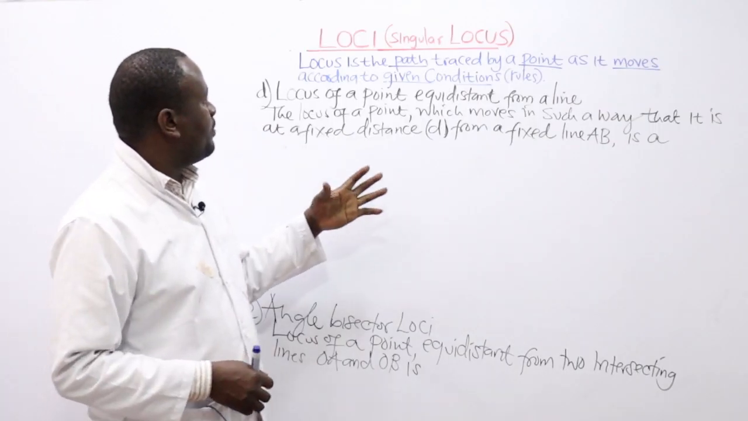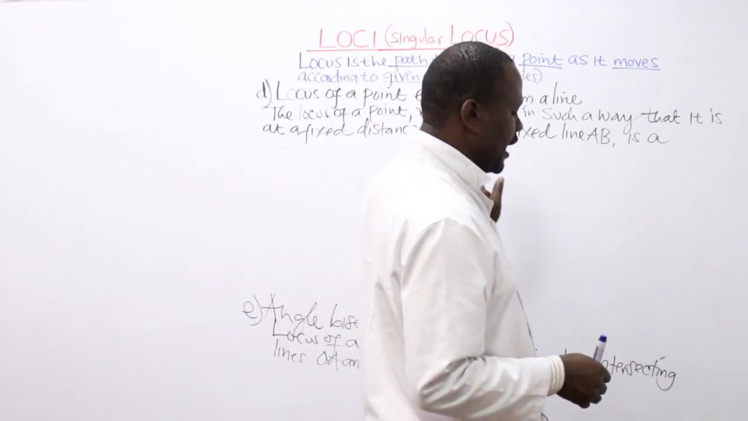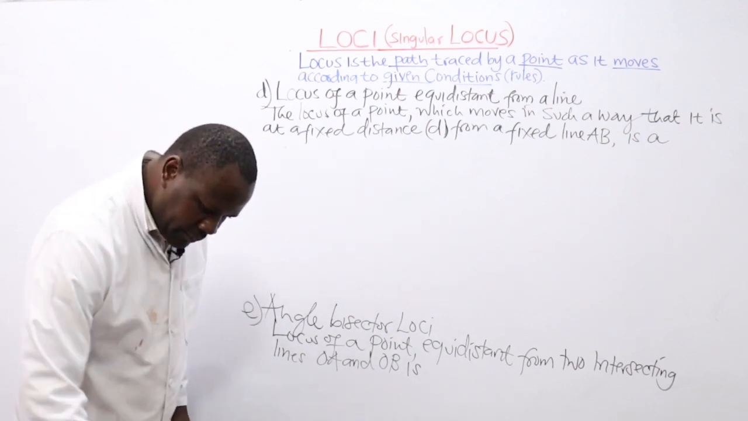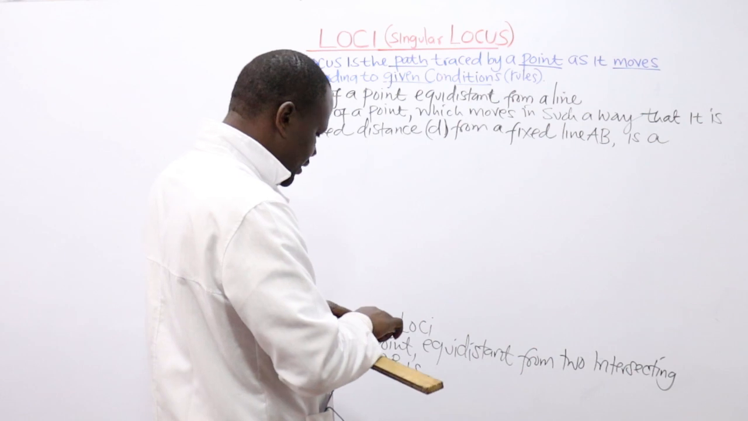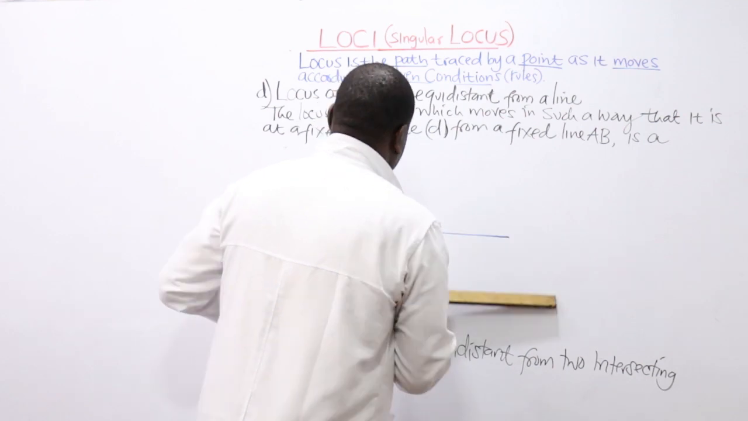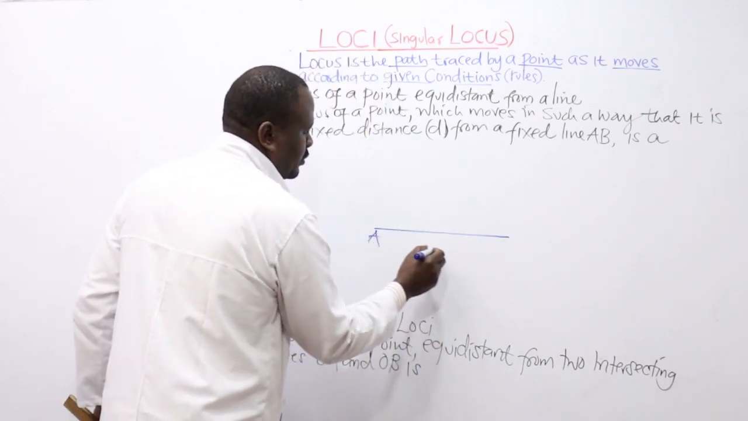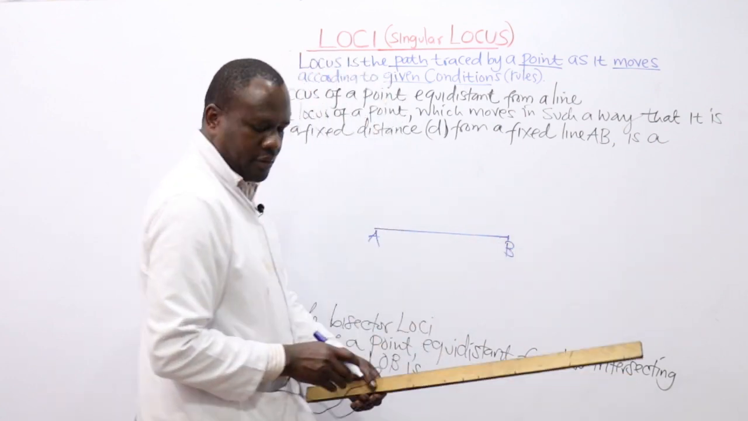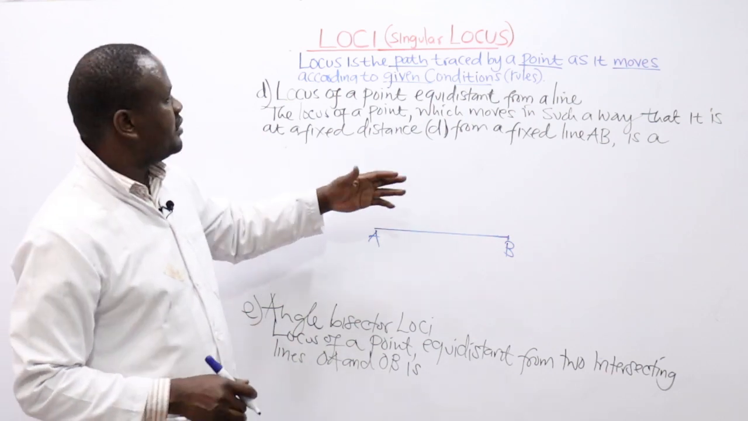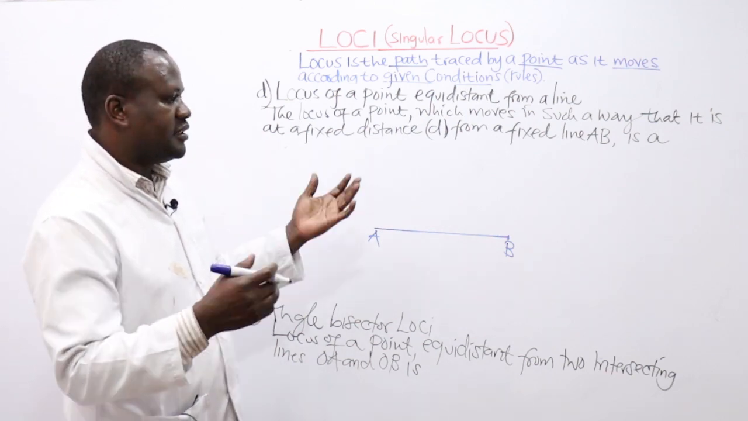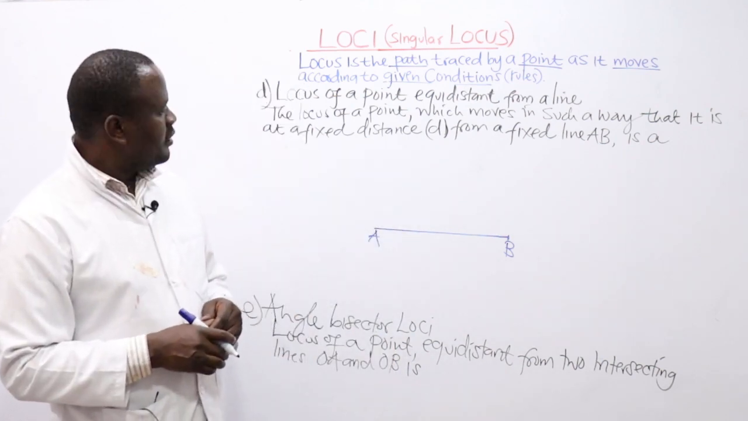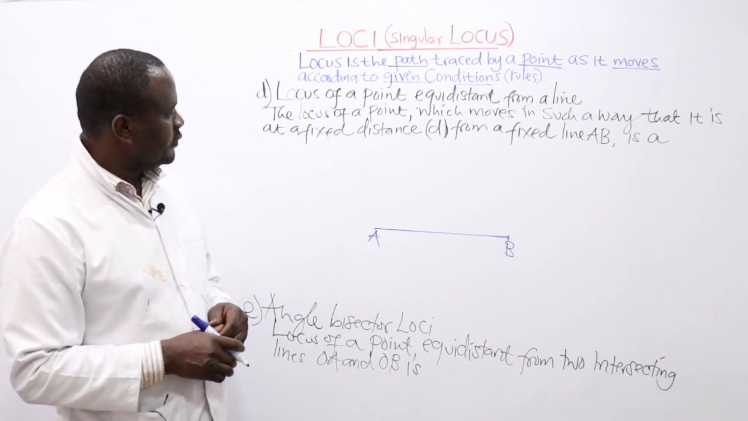So let's look at the locus of a point equidistant from a line. So we could be having a line, let's call it AB. A line can be limited. And we are told there is a point which moves such that it is equidistant. Let's say it is 4 centimeters away from AB. It moves such that it is always 4 centimeters away from AB.